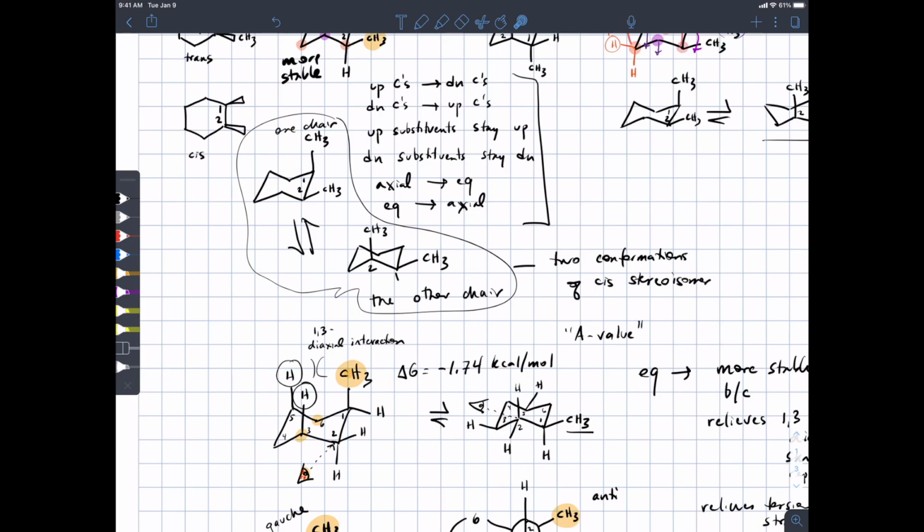Go ahead, sorry. Actually, so with the one chair, why isn't there interactions between the two methyl groups in the equatorial positions?